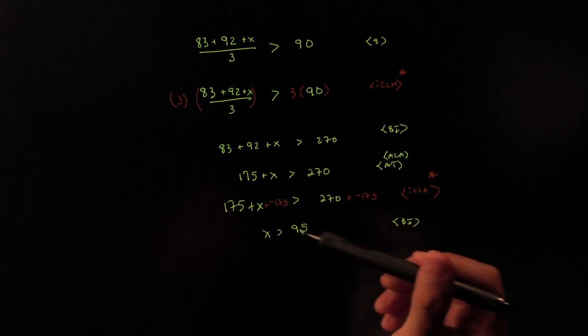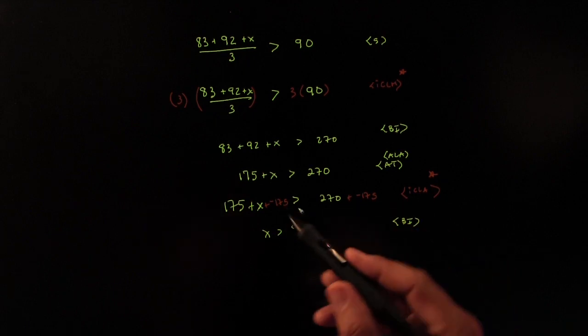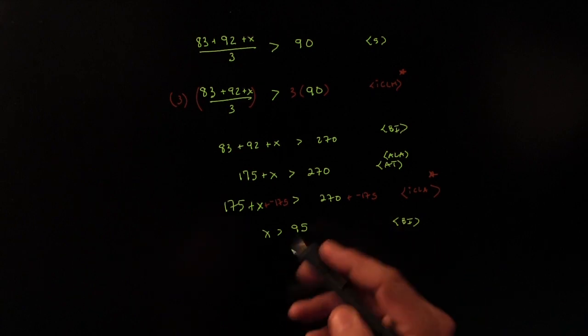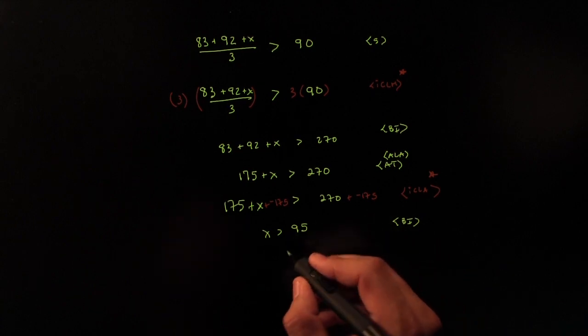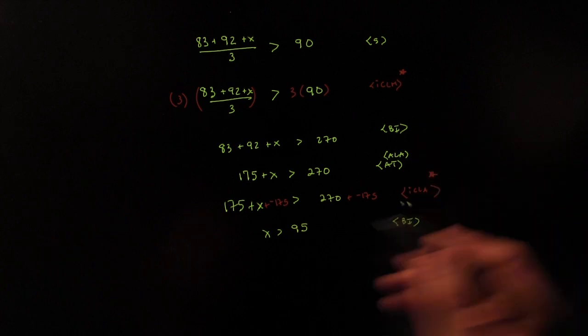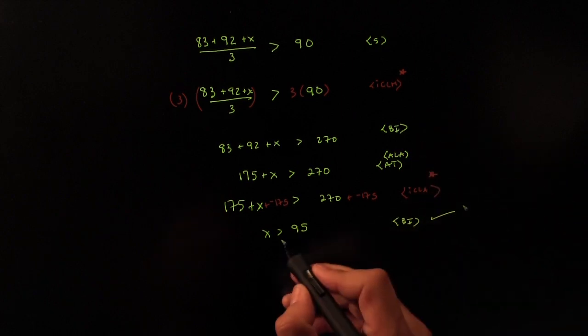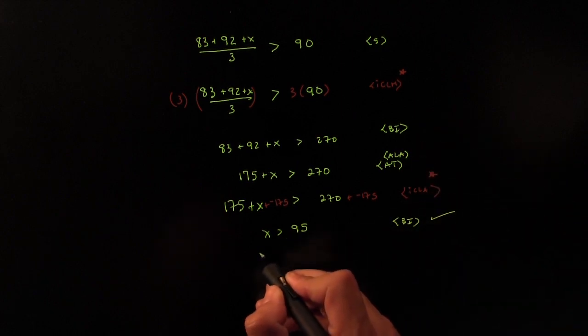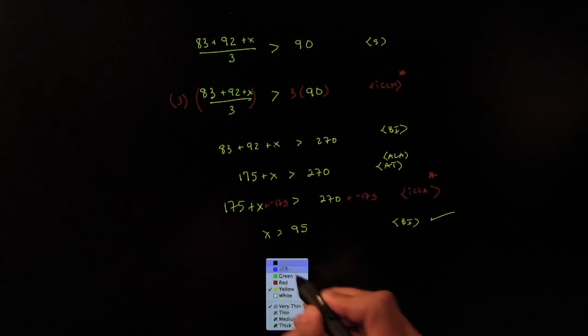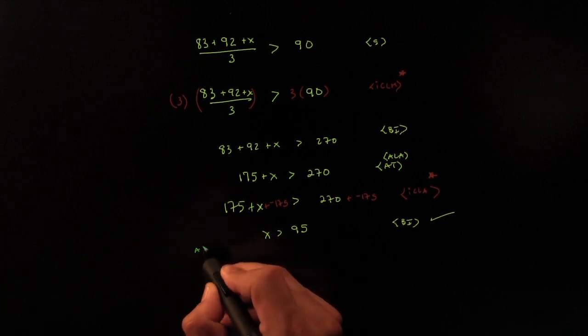When you're done solving, x is bigger than 95. There are many ways to represent this answer. Well, not that many. Maybe there's like 3 or 4. Maybe it's a good time to get to know some of these. This is one possible way to end the problem, x is greater than 95. Another alternative, I'll make a green alternative.